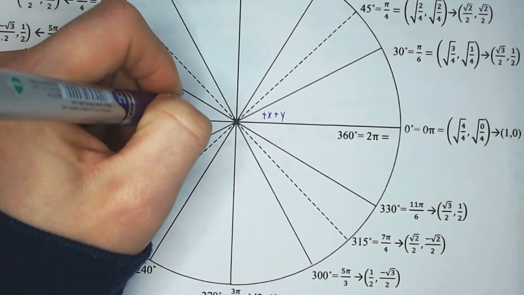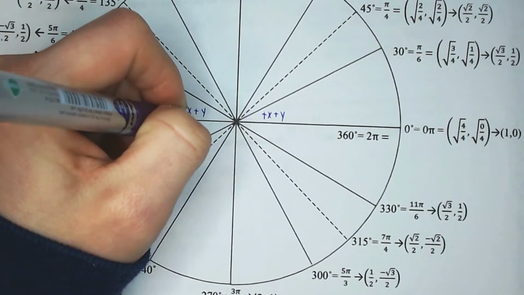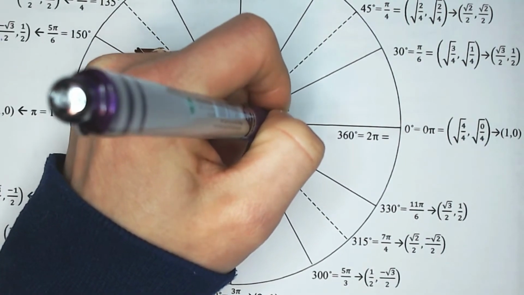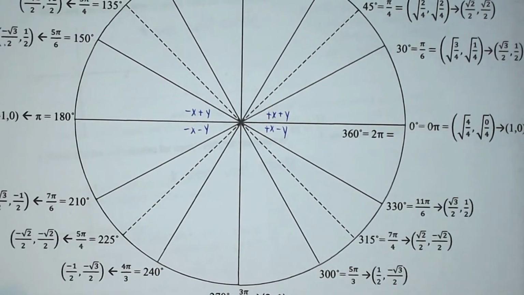Here we have negative x, positive y. Here we have negative x, negative y. And here we have positive x, negative y. So don't forget those basic rules, and this will become a really simple thing for you.